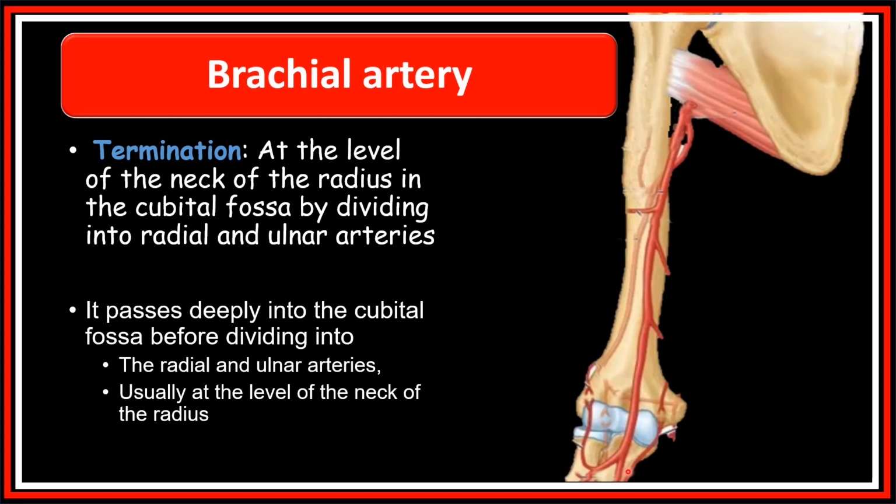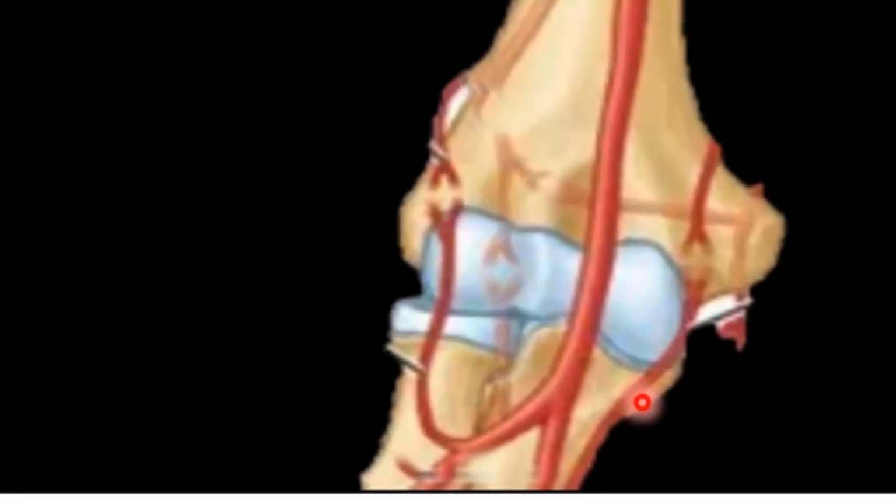For the termination, it is at the level of the elbow joint, but we need to be more definite. So what's that definite point? It is at the level of the neck of the radius. Sometimes they will ask that in multiple choice questions. So remember, this is our radius, this is the head of the radius, and this is the neck of the radius. The artery terminates at this level by dividing into two branches. Because they are the last branches, we call them the terminal branches.